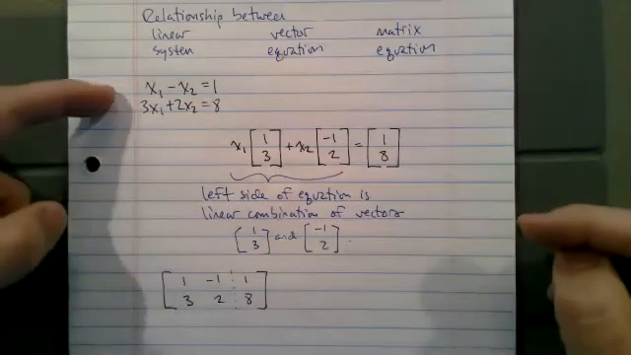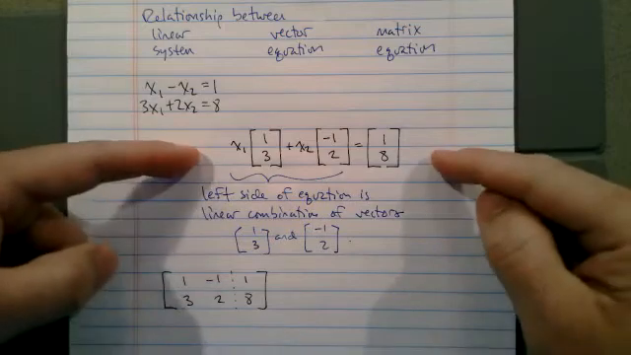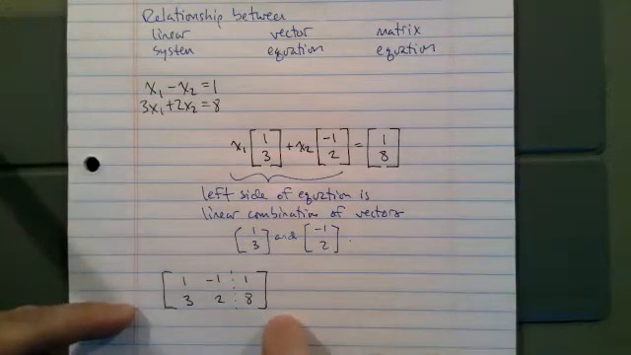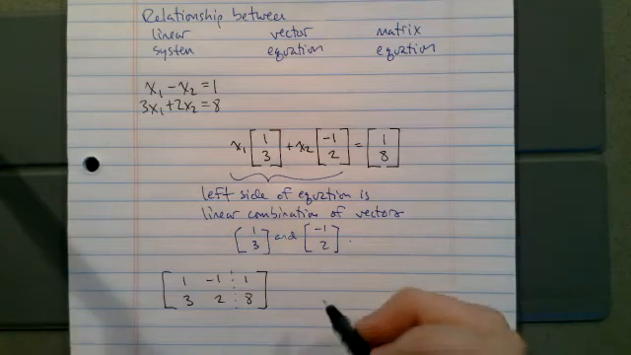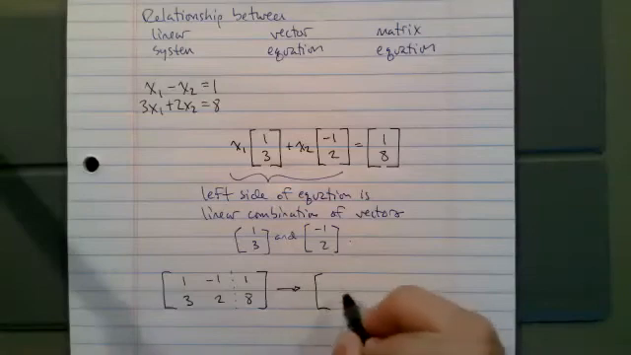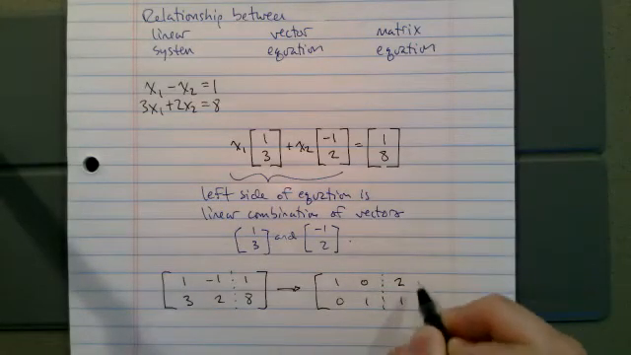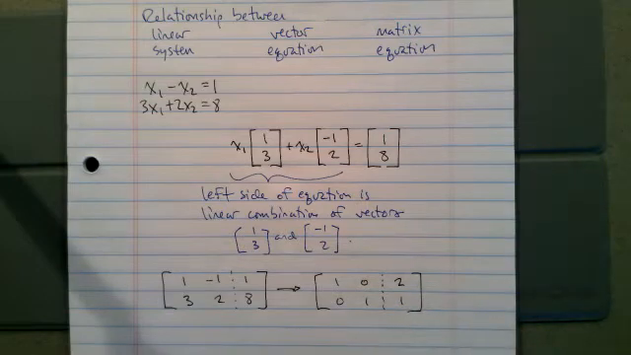So the linear system corresponds to this augmented matrix. This vector equation corresponds to the same augmented matrix. And we happen to know the reduced row echelon form here. We do row operations, and it was 1, 0, 0, 1, 2, 1, if I recall correctly. Yes, 2, 1.